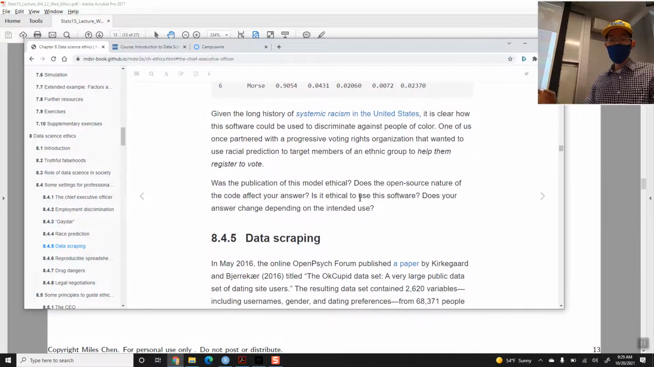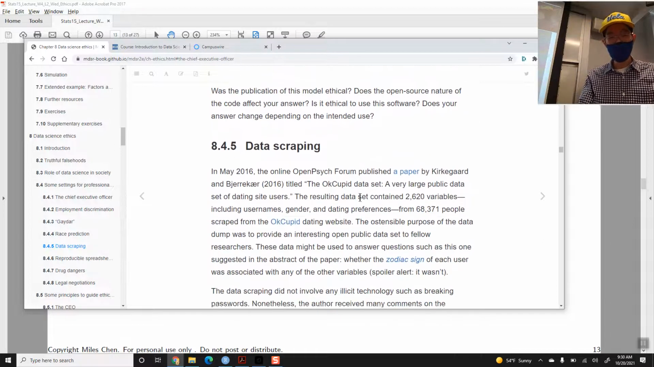And it said that one of the authors actually partnered with a progressive voting rights organization that wanted to use racial prediction to target members of an ethnic group to actually help them to register to vote. So somebody could say, oh, well, with this information, we can actually do good, right? If we know certain racial groups don't vote as often, we can try to find them, and then help them to vote and things like that. And there are questions there, okay?